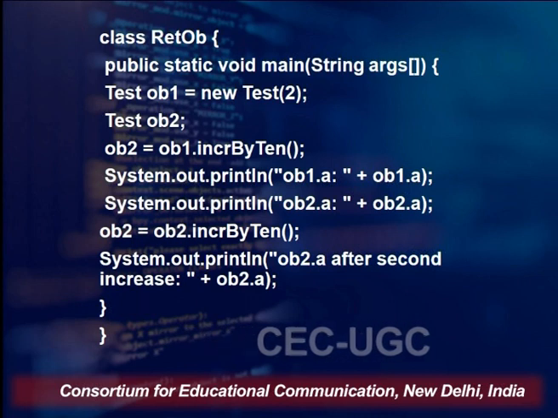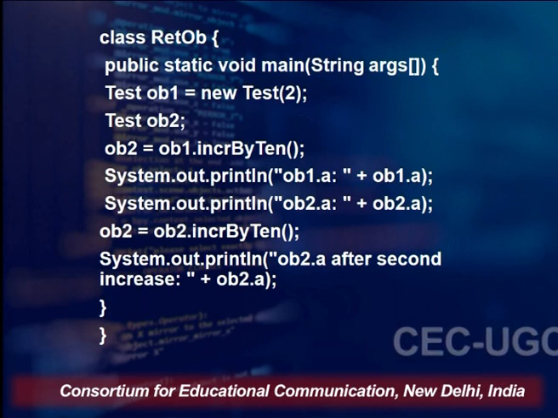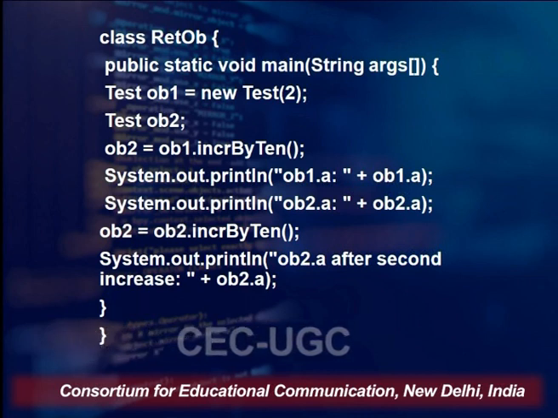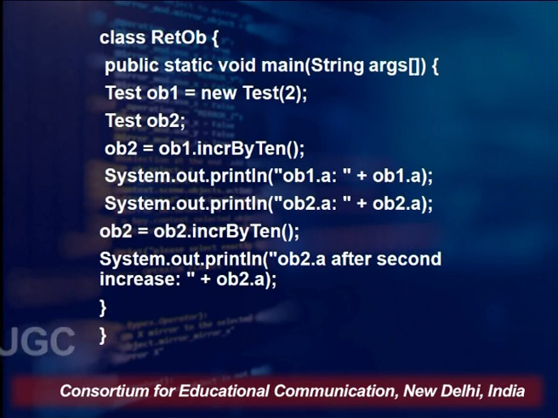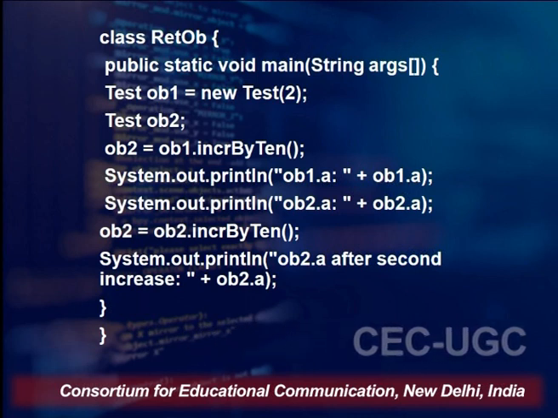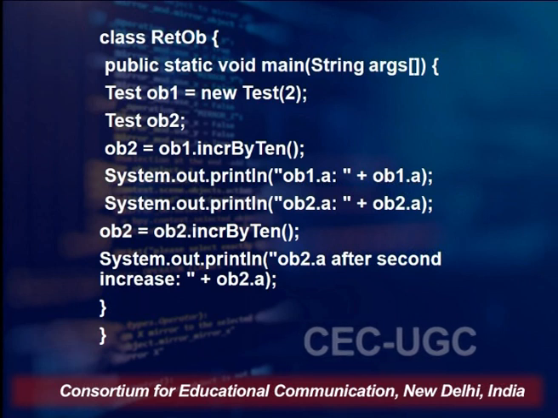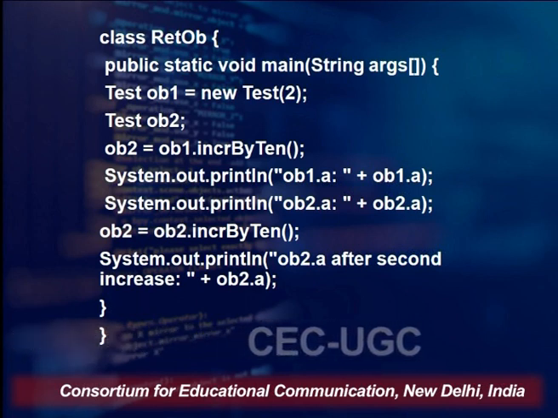And if we want to see how it works, within our main function we have created two objects, or two reference variables, of this Test. One in which we have passed a parameter of 2. So OB1, that means a reference variable to the object, has been created, and the next is OB2. Whatever is going to be the result of OB2, on the right hand side we have written OB2 equals OB1.incBy10.